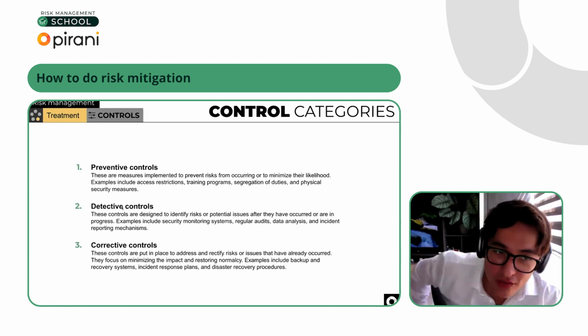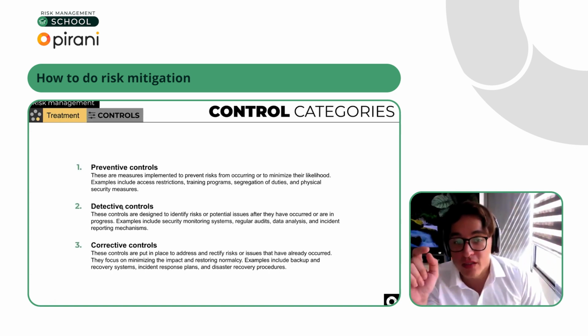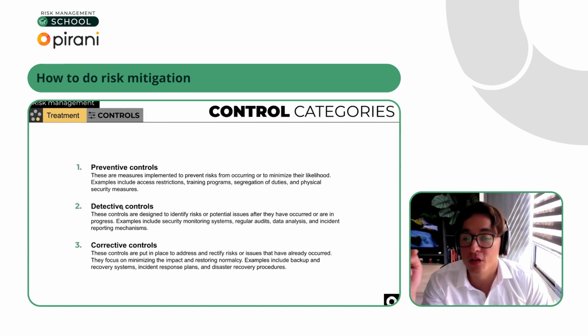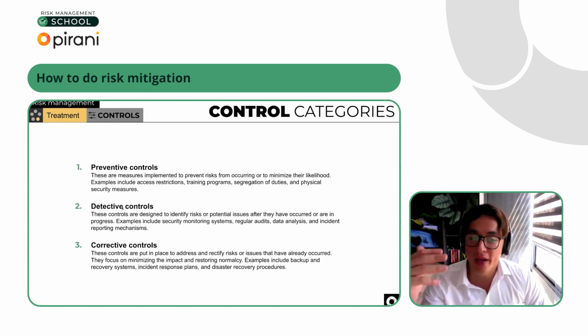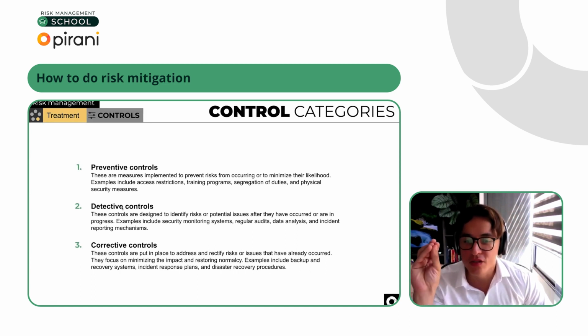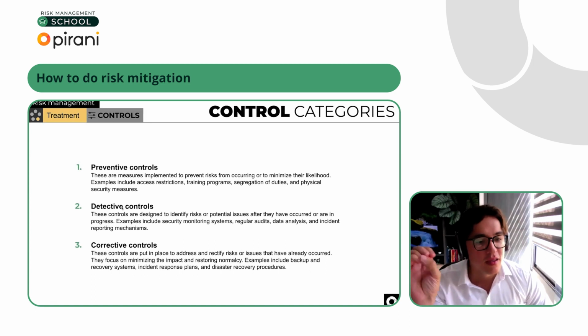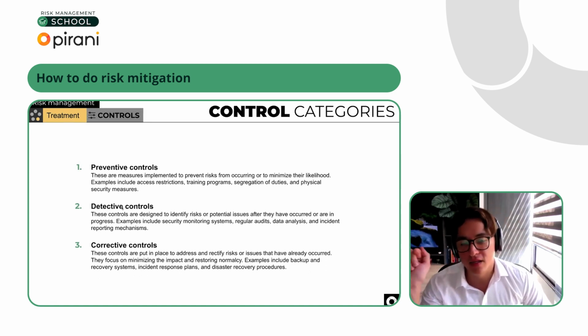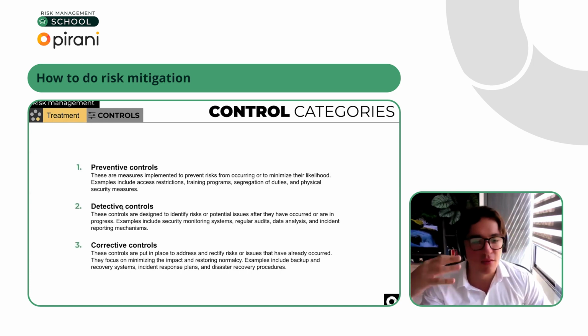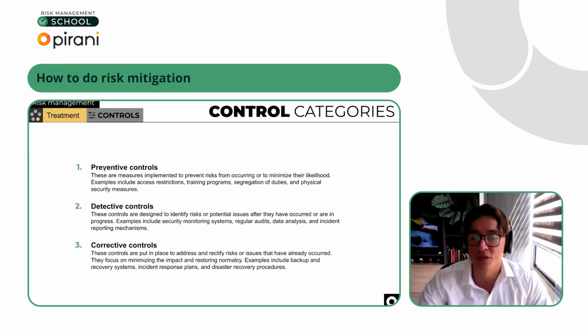The second is detective controls, which are designed to identify risks or potential issues after they have occurred or while they are in progress. Examples include security monitoring systems, regular audits, data analysis, and incident reporting mechanisms. And third, corrective controls are put in place to address and rectify risks or issues that have already occurred. They focus on minimizing the impact and restoring normalcy. Examples include backup and recovery systems, incident response plans, and disaster recovery procedures.